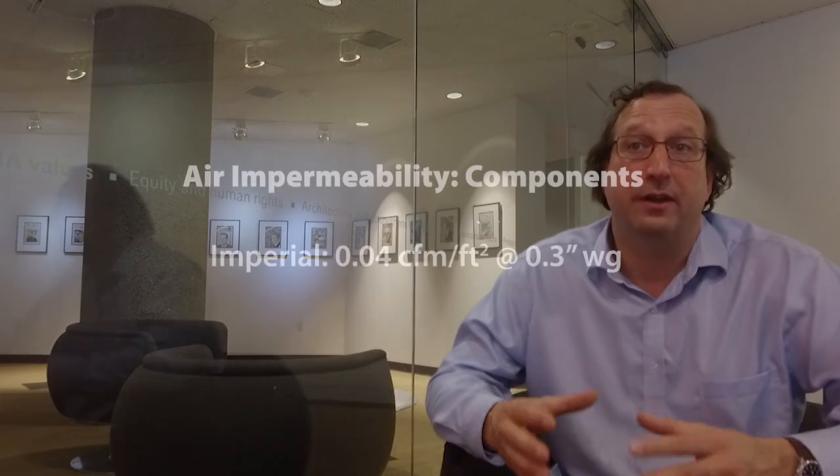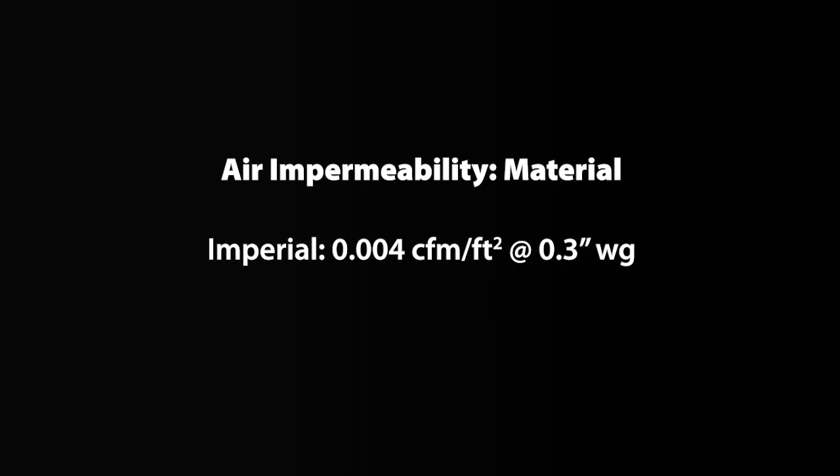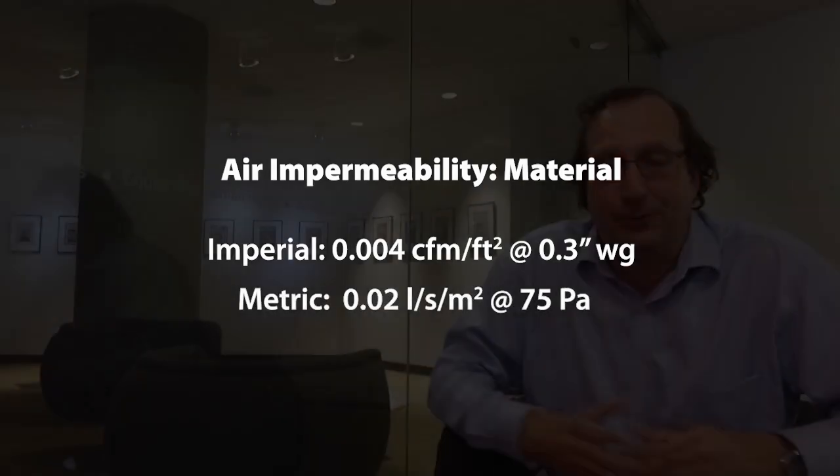But specifications will also usually list that components like windows, doors, and curtain walls that are inserted into the enclosure have an air tightness that's better than 1/10 of that. So 0.04 CFM in imperial units and 0.2 liters per second in metric units. The third number that's sometimes quoted is that the materials used to make the air barrier have a permeance that's 1/10 of even the component, which means 0.004 CFM, or in metric terms, 0.02.